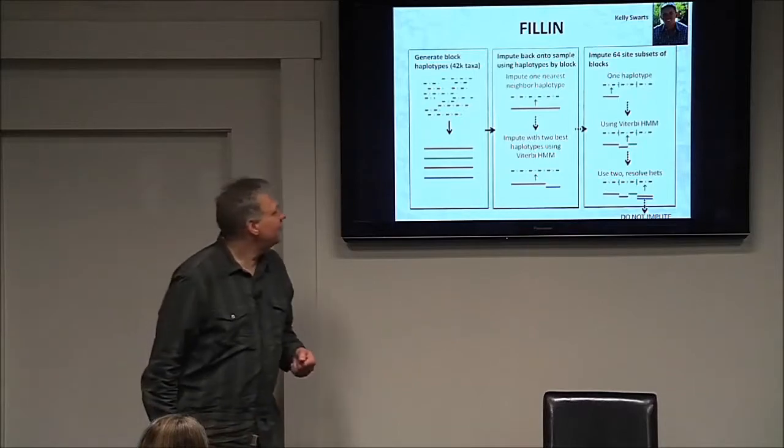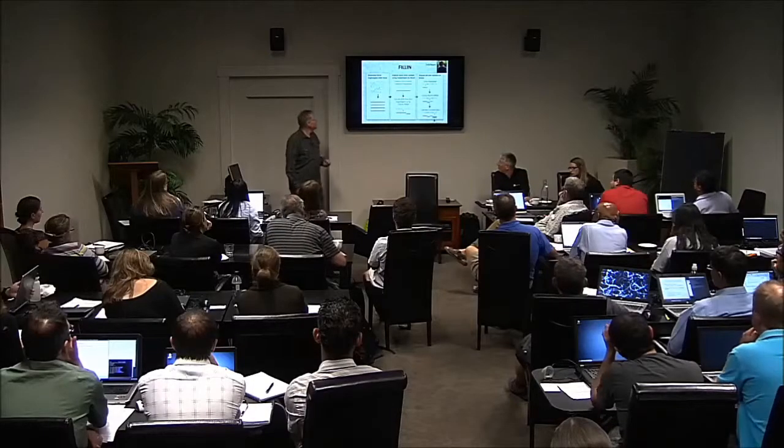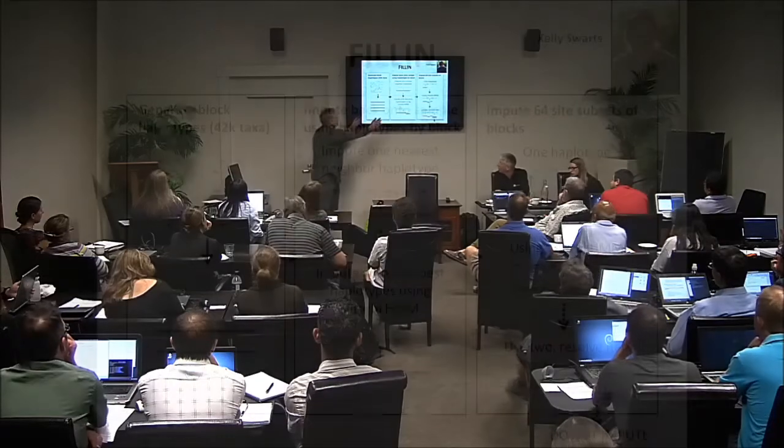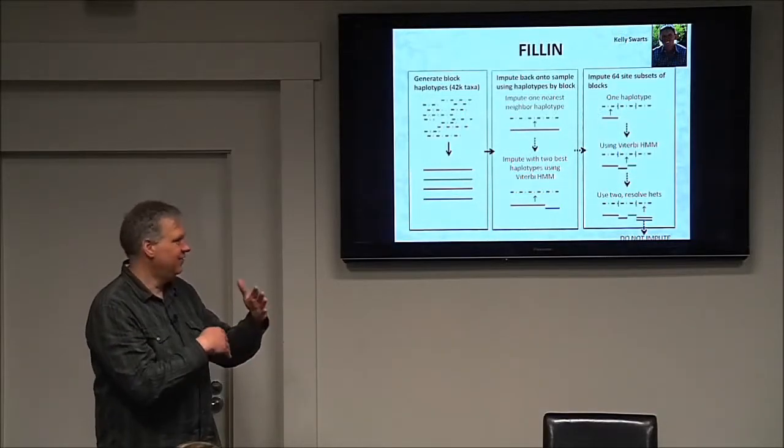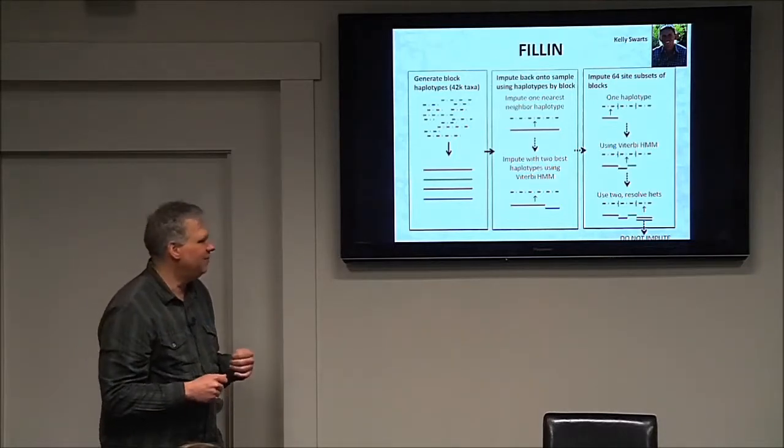So here's Kelly's schematic of FILLIN. It has these various steps. The first step is to generate blocks of haplotypes on some small chromosomal chunk. I think she works with 8,000 sites, 8,000 SNP chunks of the chromosome. So she looks across all the 42,000 taxa in a window of 8,000 sites long, and she looks for duplications of that haplotype across these things. So where it's shown up in multiple individuals, they don't have to have all the same data in common, but they have enough data in common that you can diagnose that it must be the same haplotype.